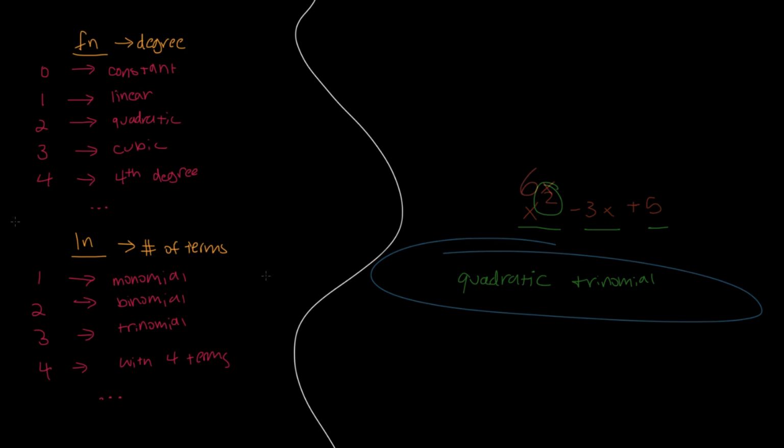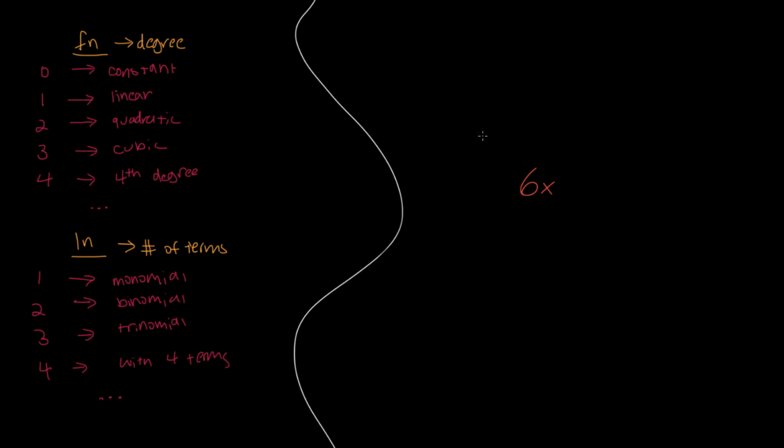Let's do a few more. So over here, let's name this polynomial. For this one, what is the degree? Well, our degree for this one, the highest exponent, we don't see an exponent. But there is an invisible 1 above the x. So, since it has a degree of 1, it's going to be linear.